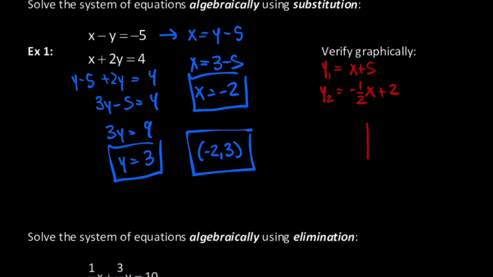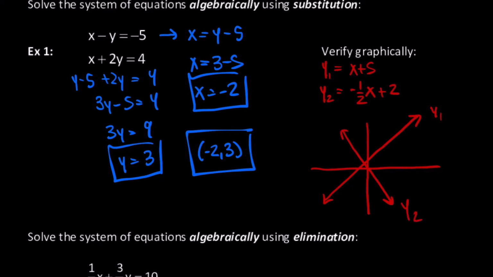All right, so enter those into the calculator. y1 looks something like this. And y2, that's not super accurate, but comes down kind of like that. And where these intersect, right there, is negative 2, 3. So it just verifies our algebraic work.